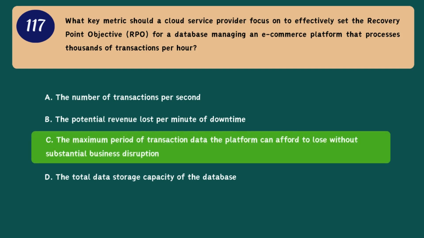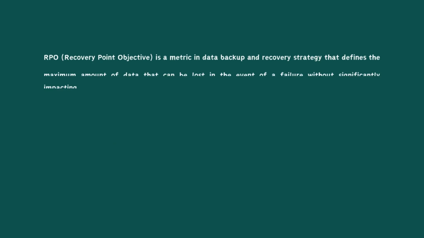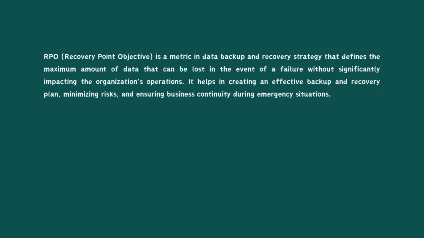Correct answer. C. The maximum period of transaction data the platform can afford to lose without substantial business disruption. RPO, Recovery Point Objective, is a metric in data backup and recovery strategy that defines the maximum amount of data that can be lost in the event of a failure without significantly impacting the organization's operations. It helps in creating an effective backup and recovery plan, minimizing risks, and ensuring business continuity during emergency situations.